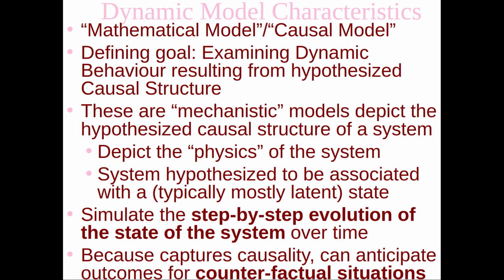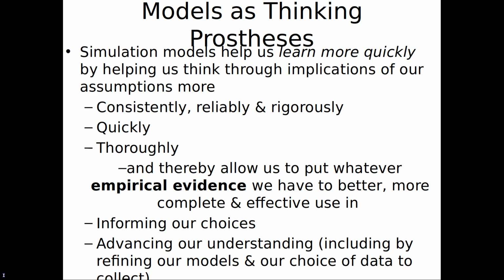So these models go by many different names. You'll find them called in some places computational models, causal models, mathematical models, mechanistic models, models of the physics of a system. But the fundamental thing they capture is simulating step by step the evolution of a system over time. Whether it's discrete event model or system dynamics modeling or agent-based modeling, we're simulating how the system behaves over time.